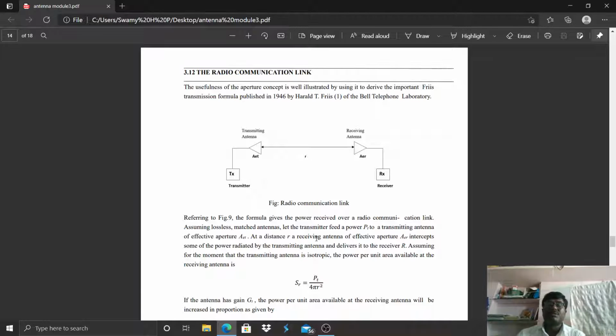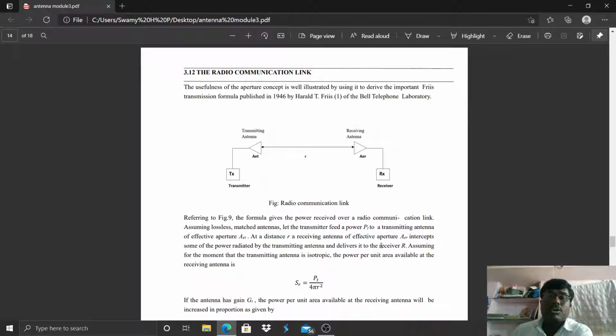So let the transmitter feed a power PT to a transmitting antenna which has the effective aperture AET. At a distance R, you have a receiving antenna which has effective aperture AER, which will collect or receive some power radiated by the transmitting antenna and deliver it to the receiver.